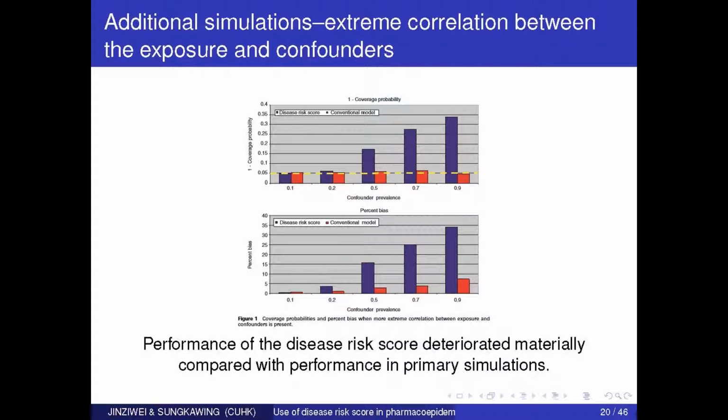However, for extreme differences between the confounder prevalences in the exposed and unexposed groups, the relative performance of the disease risk score deteriorated materially, both in terms of coverage probabilities and bias.